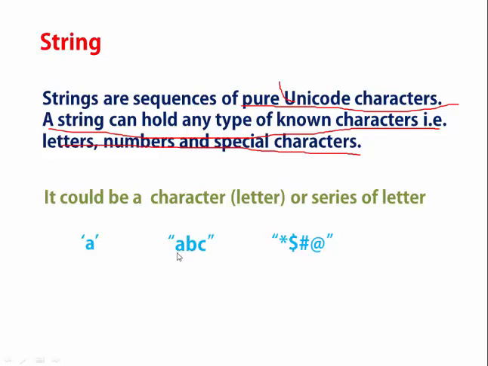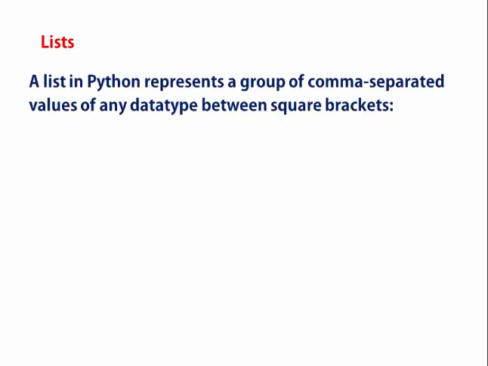It could be a single letter, a series of letters, or some special characters. These all are stored or manipulated using Unicode characters. So these are the strings. They are put in single or double quotes, sometimes maybe triple quotes. These we call the string type of data. And next we are going to learn about list.